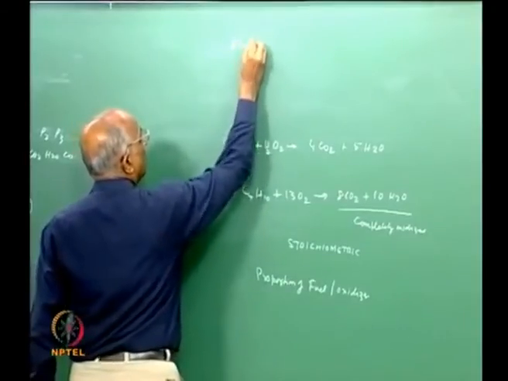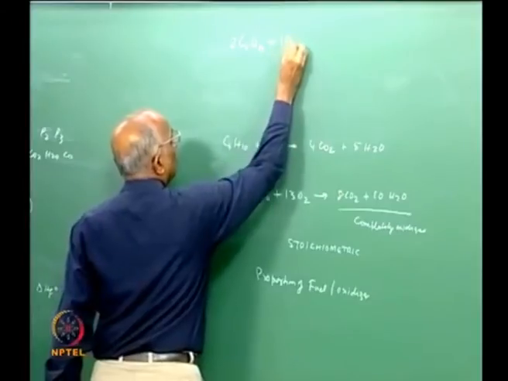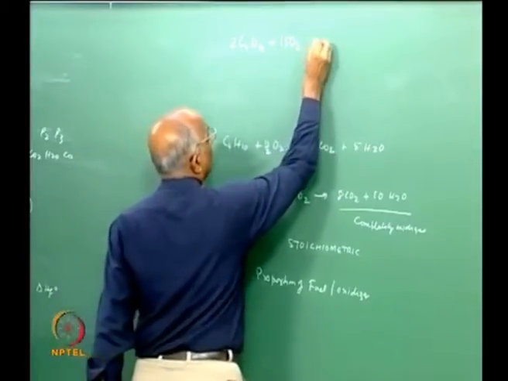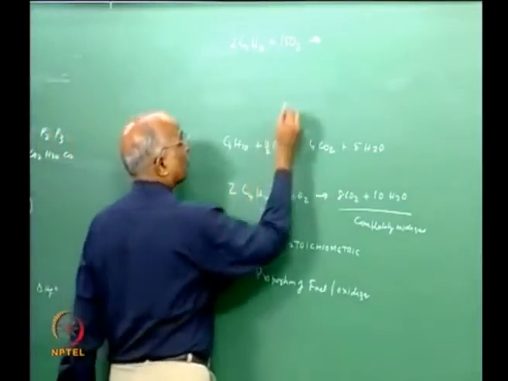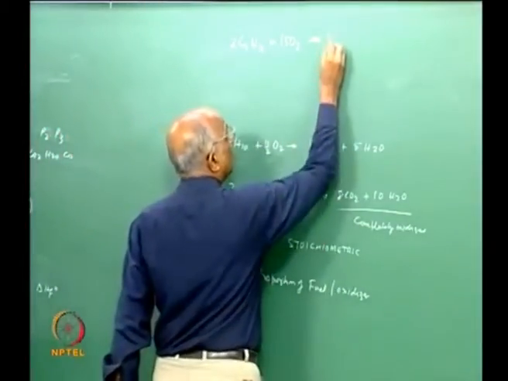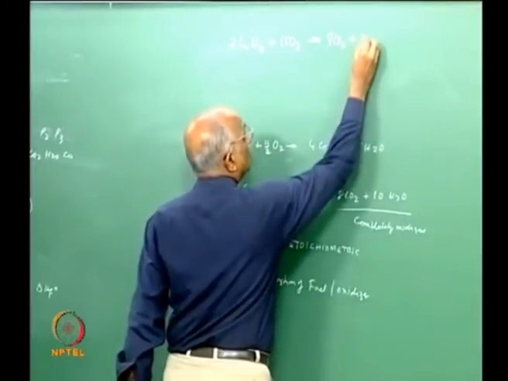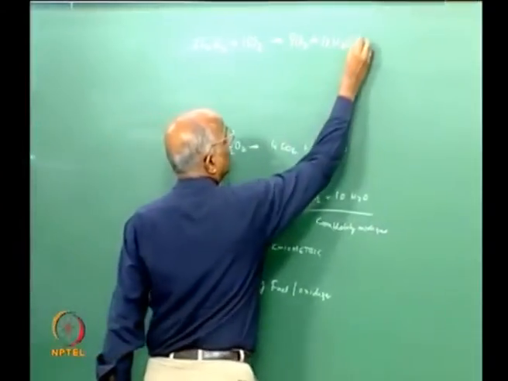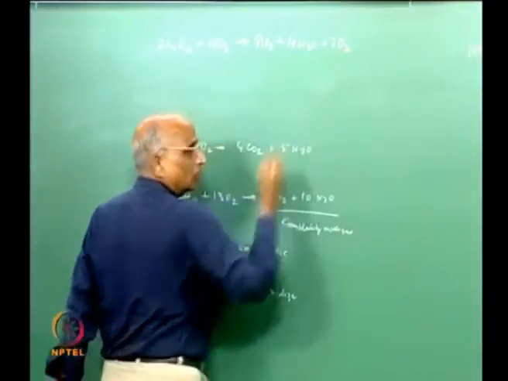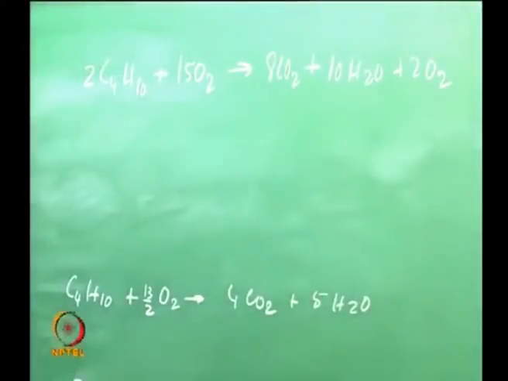C4H10 plus I have 15 O2, giving me, again, what is this reaction going to give me? I have excess oxygen, therefore I still get 8 CO2 plus 10 H2O, plus I am left with 2 of oxygen. Is it all right? Because I have more oxygen than available.